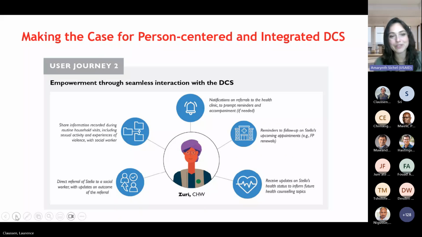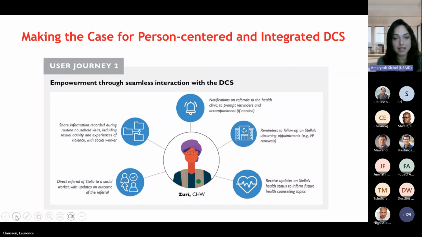And this is just from the perspective of the community health worker. There's a different image of what this could look like if you thought from the perspective of the social services provider or from the client themselves. So each little blue circle here represents a use case that would address a pain point in that previous user journey. And I'll just walk through a few of them. So for example, you can see on the bottom left, a digital tool could help facilitate a direct referral of the client, Stella, to the social worker's organization.